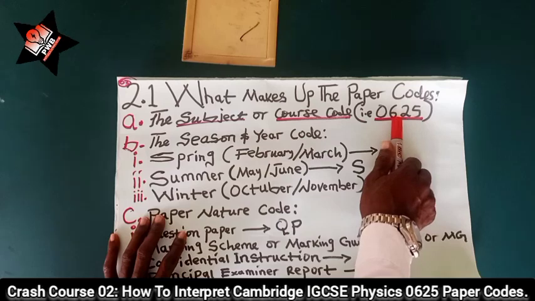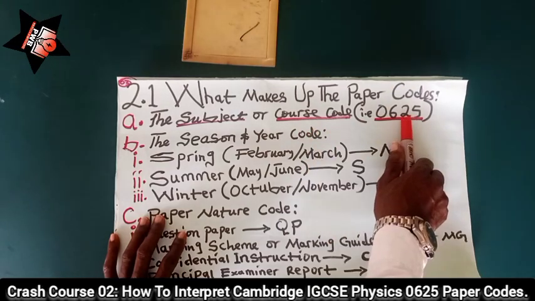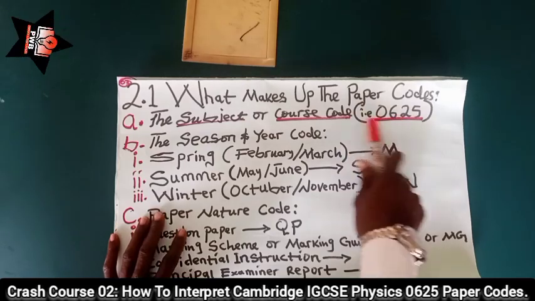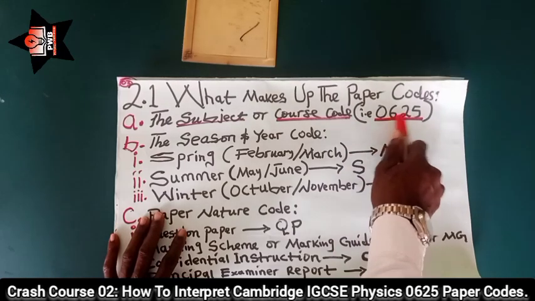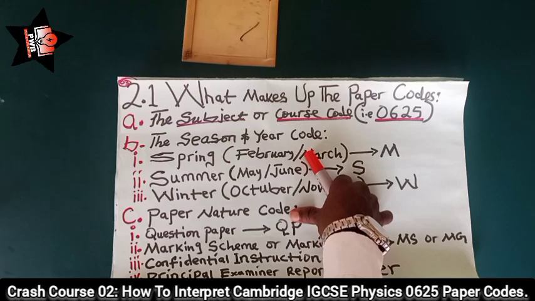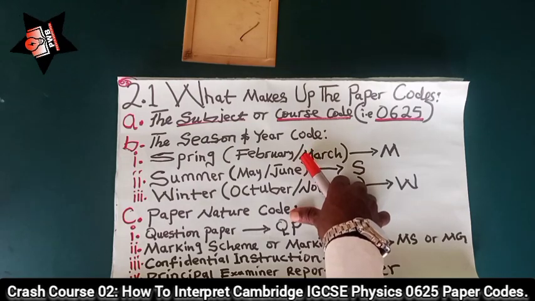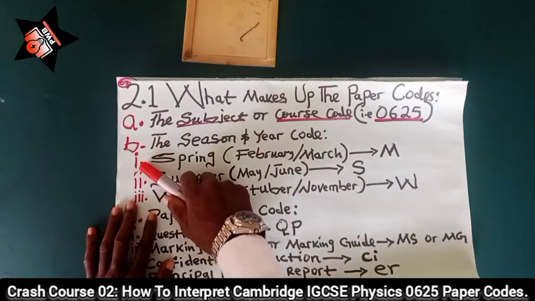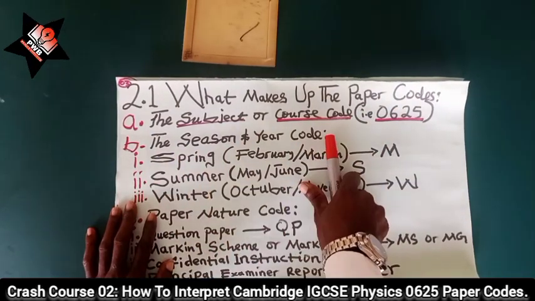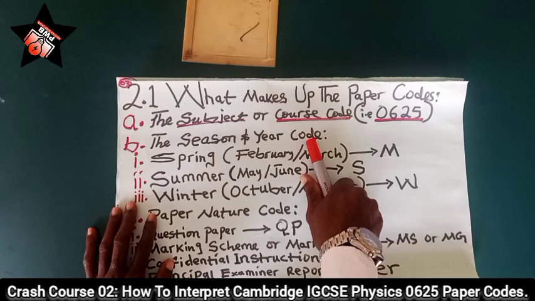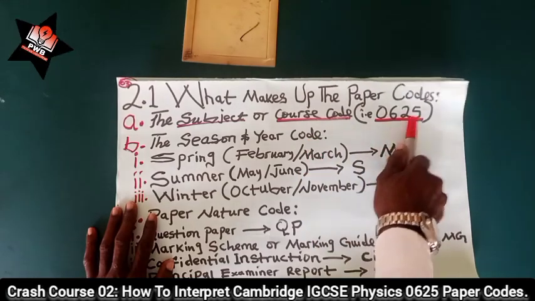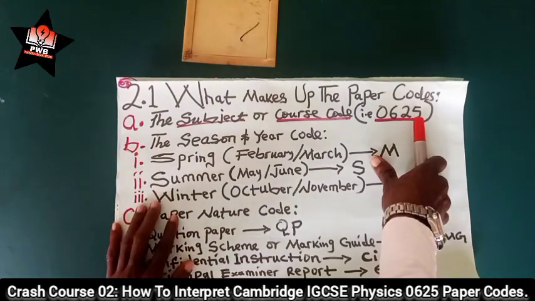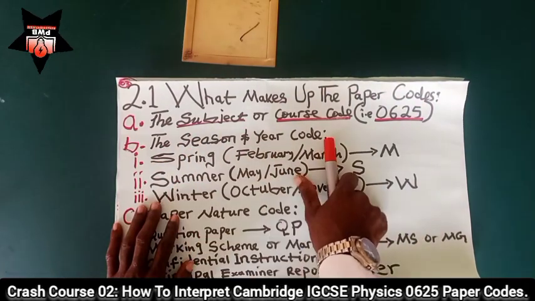For biology, you have a different code. For chemistry, it's different. For geography, it's different. They are different for all the courses. Good. So for physics, any place you see 0625, it means Cambridge IGCSE Physics for the O level. Now, the second part is the season and the year code. Permit me to say that 0625 is the code that comes first, followed by the second code, which is called the season and the year code.